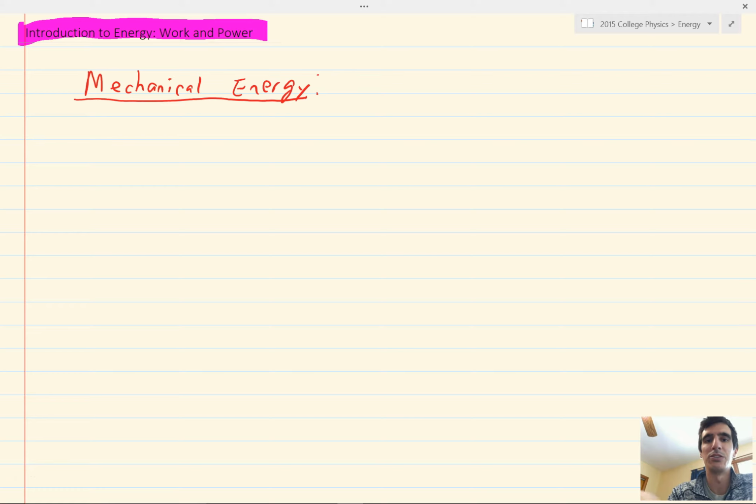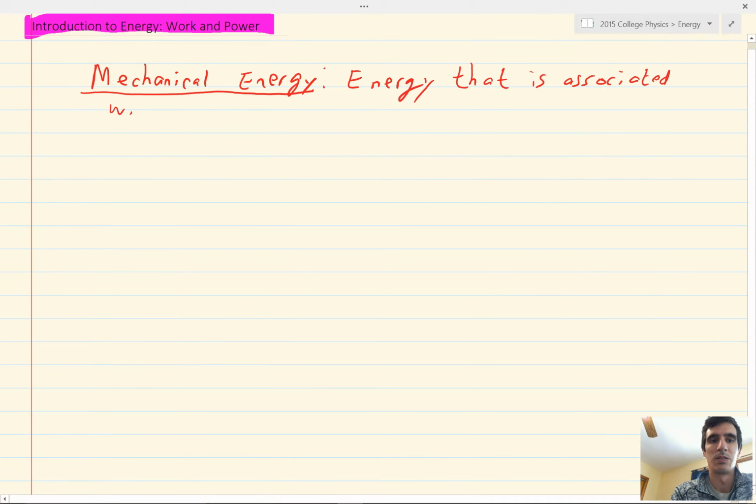So mechanical energy is energy. Sorry for using the word in its definition. Energy that is associated with the position of an object or the motion of an object.